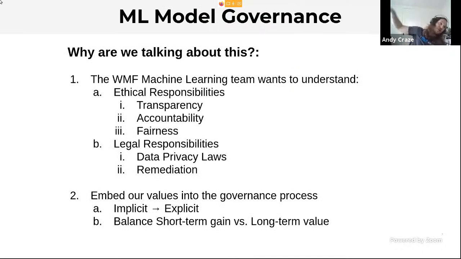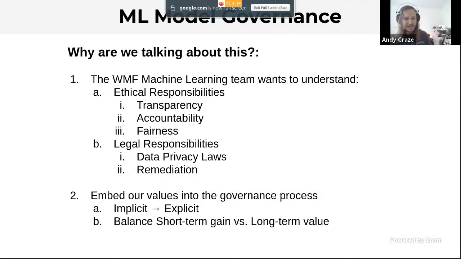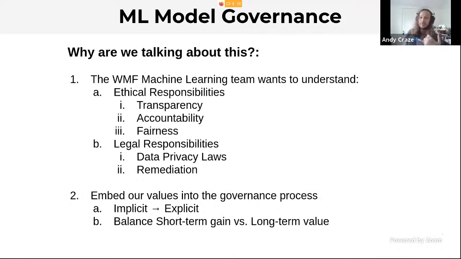I guess that's a long-winded way of saying the machine learning team wants to understand our ethical responsibilities around fairness, accountability, transparency, all that good stuff. We also want to understand our legal responsibilities for data privacy laws, remediation. There's a lot there and a lot of things that are changing in that space. So how do we stay on top of it? How do we respond?